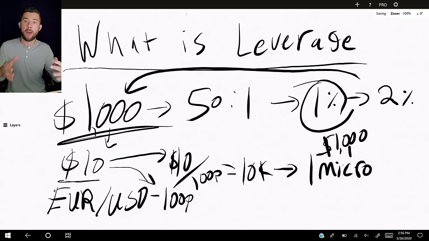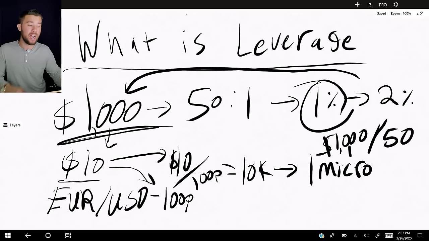So you have this full capital of margin that they are giving you 50 to 1 on. This means you're getting $50 for every $1 you invest into a position. So if I'm investing $1,000 into a position, what do I have to do? I have to divide that $1,000 by my 50 to 1 leverage, which gives me $20.